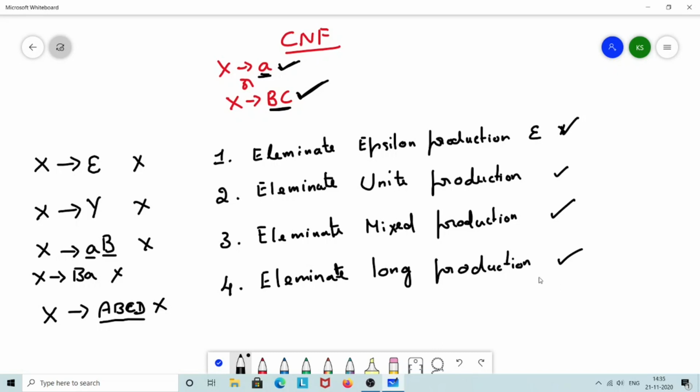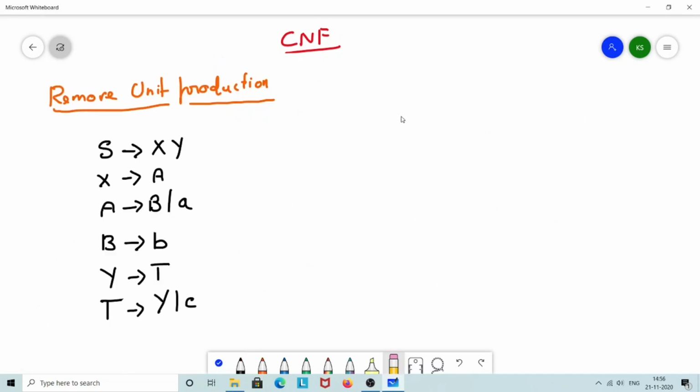Okay. So since we have already seen how to eliminate epsilon production, let us consider an example for how to remove unit production from my grammar. Now let's see the various steps that need to be done to remove unit production from my grammar. Since this is not accepted in Chomsky's normal form, I have to remove it. Right? So how to remove it?